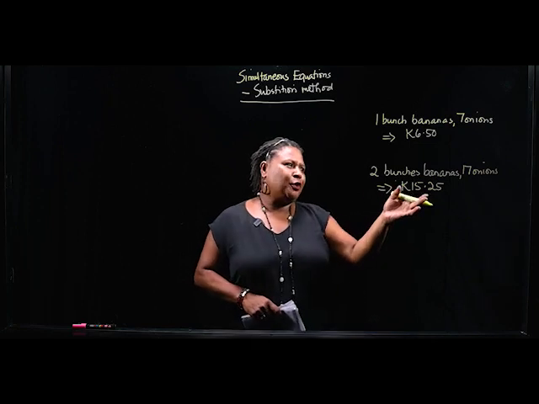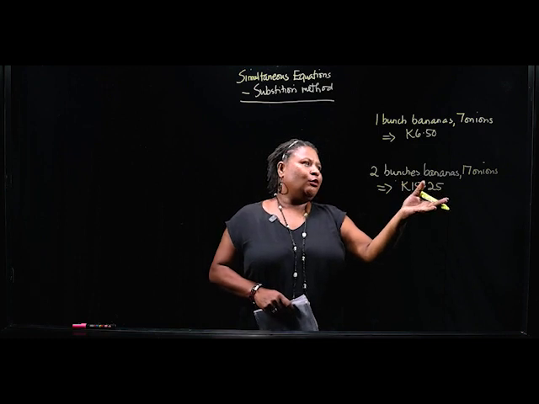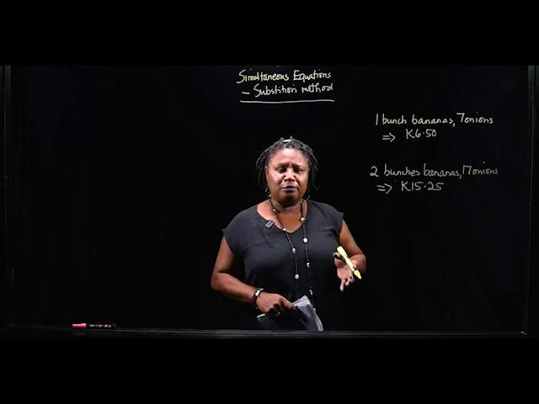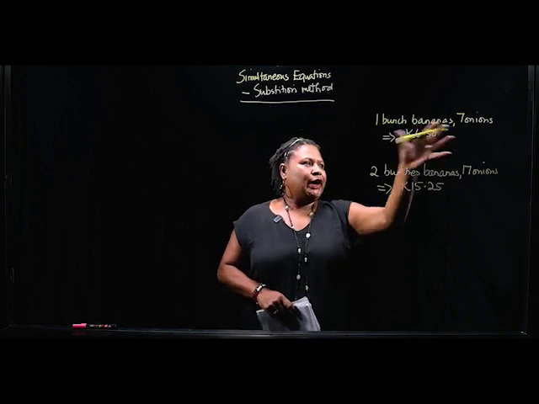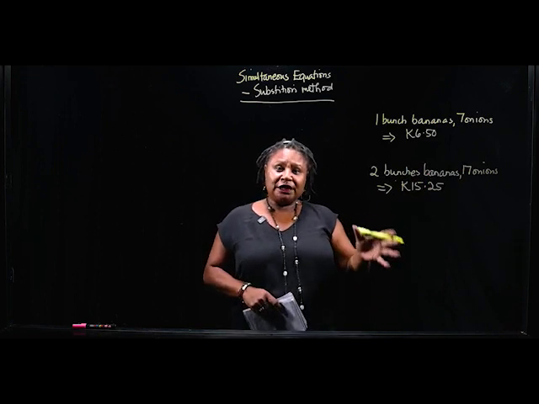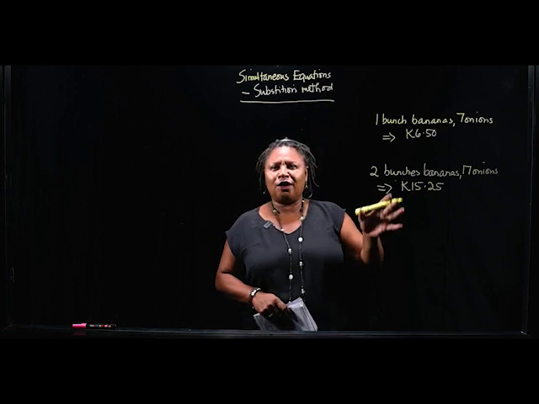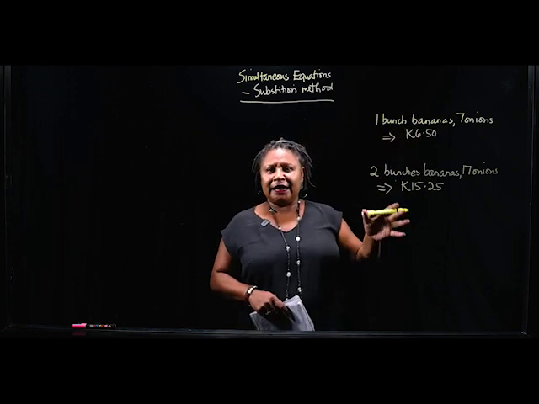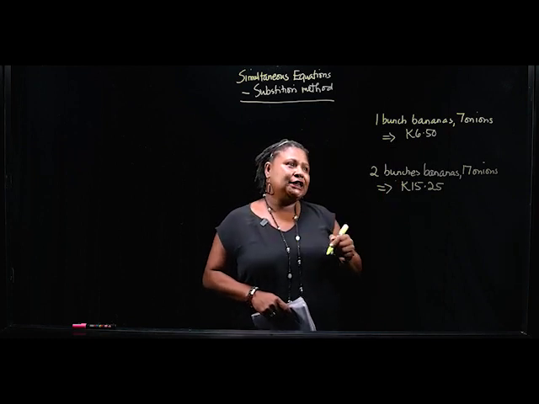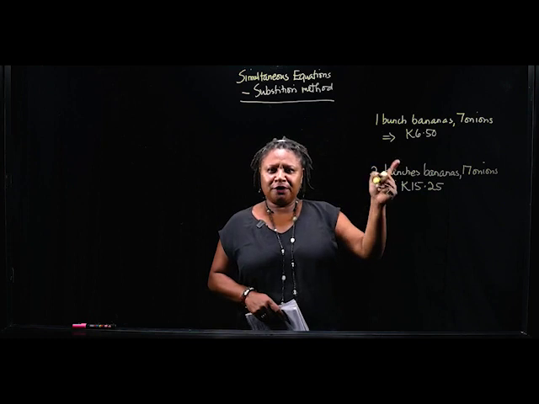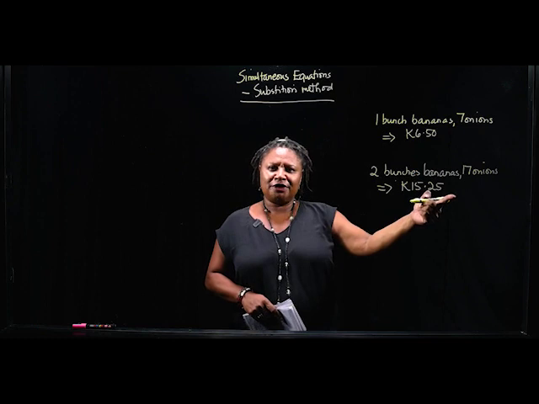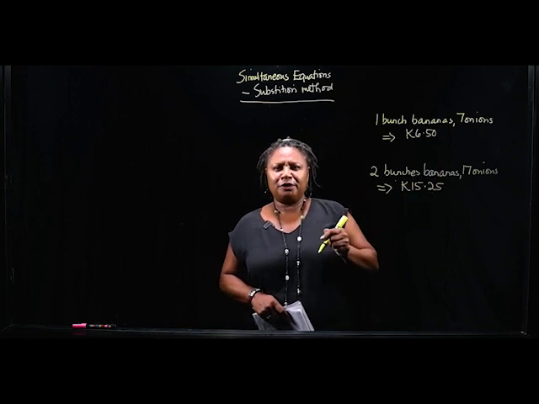Now you can see from the amounts of items I bought here that there are 2 sets of information. Items I bought on my first visit and items I bought on my second visit. So using simultaneous equations, I can find the cost of 1 bunch of bananas and I can also find the cost of 1 onion. But the first thing I need to do is form 2 equations. 1 equation to represent this set of information and another equation to represent this set of information.